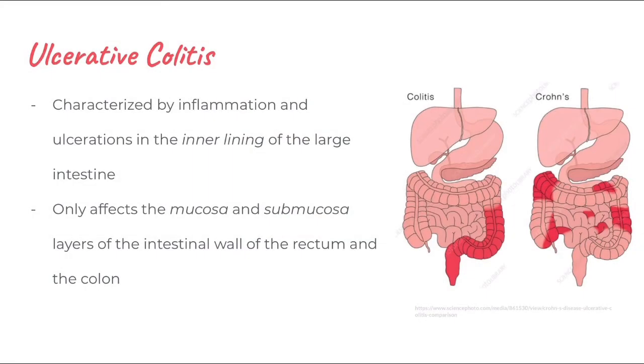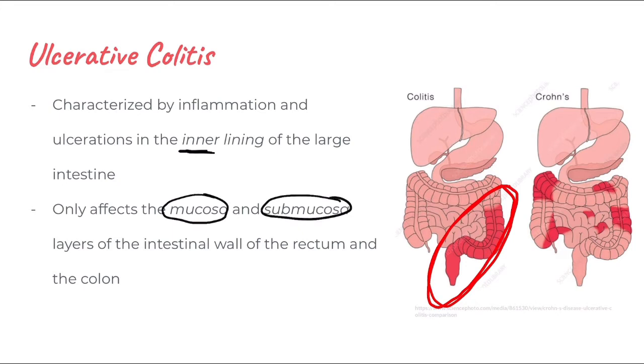First off, what is ulcerative colitis? Ulcerative colitis is one of the two types of chronic inflammatory bowel diseases. Ulcerative colitis is characterized by inflammation and ulcerations in the inner lining of the large intestine. Ulcerative colitis only affects the mucosa and submucosa layers of the intestinal wall of the rectum and the colon.